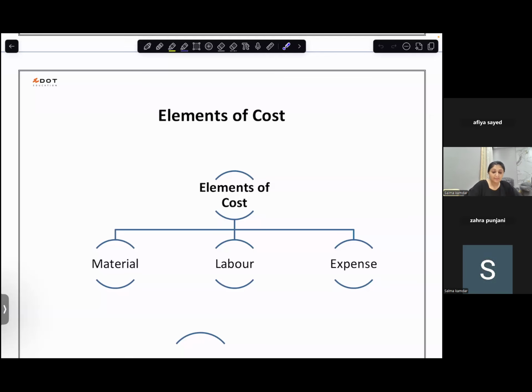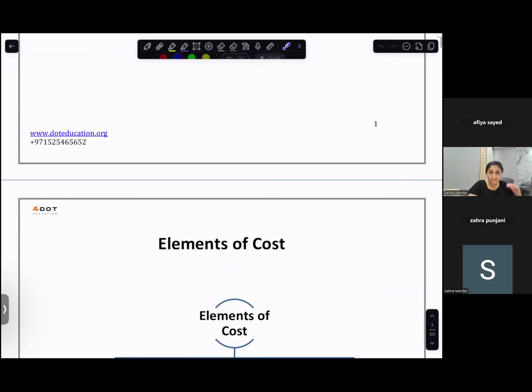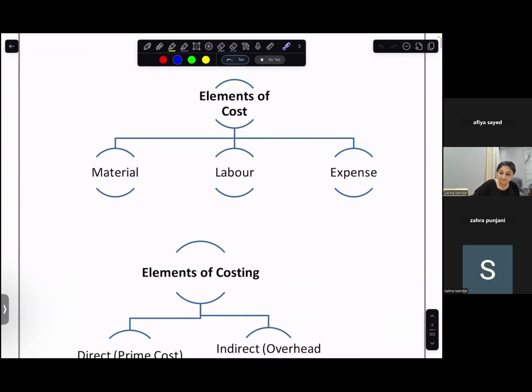So we are doing this first chapter of the TYBCom Costing Sem 5, and this is preparing a cost sheet. You already know this part, so I will go a little bit quicker on this. Okay. Tell me, what is a cost sheet?